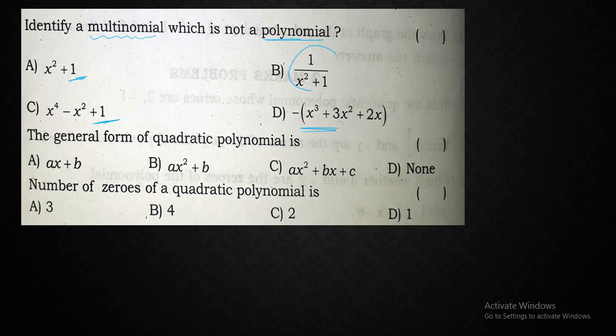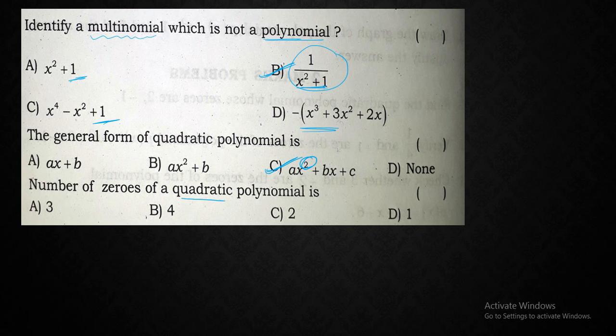In this one, the variable is present in the denominator. If your polynomial is present in the denominator, that means it is not in the general form of a polynomial, hence it is the multinomial. The general form of a quadratic polynomial: quadratic polynomial means degree should be 2, hence option C is my answer.